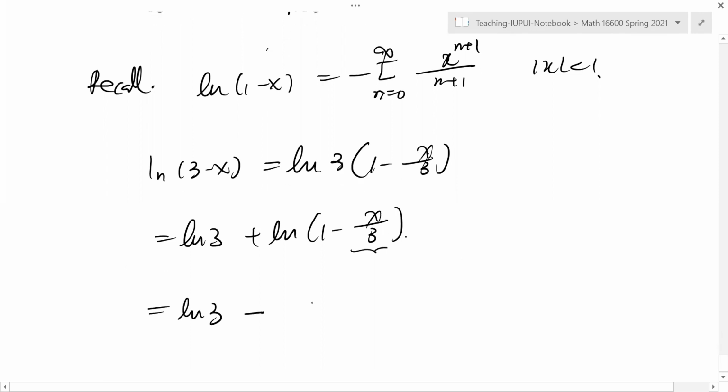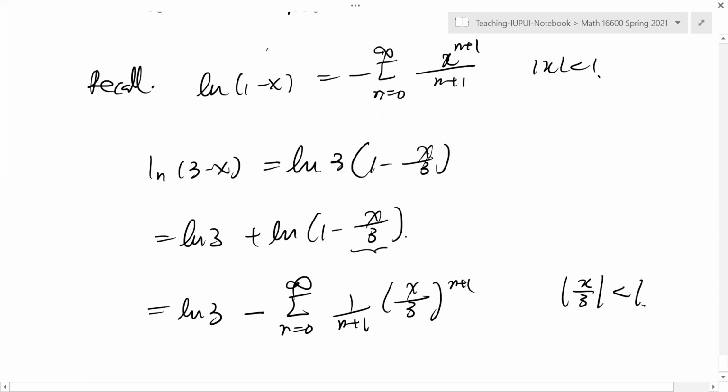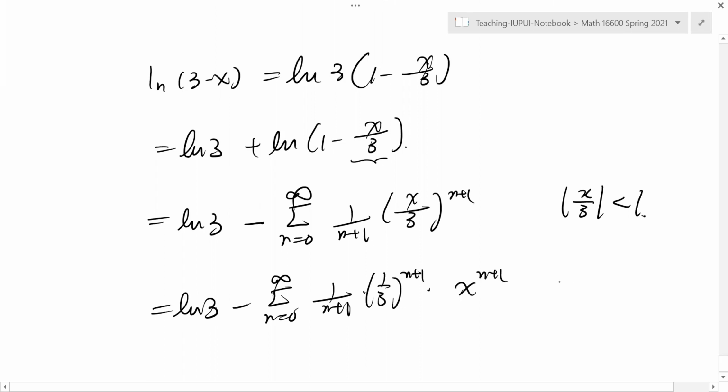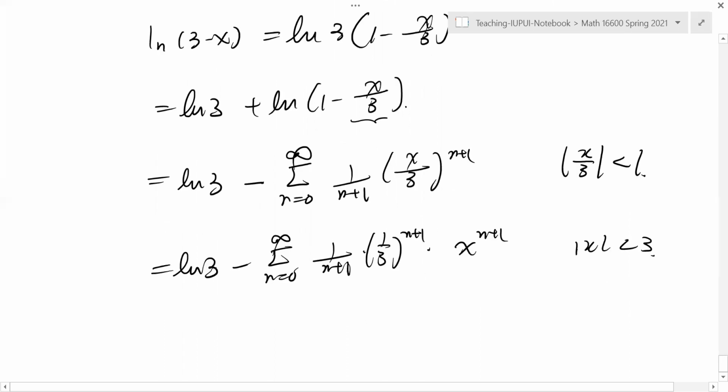So it's natural log of 3 minus the sum over n of 1 over n plus 1. And what is my x right now? x over 3. And this holds when this absolute value is less than 1. Basically, we already know that this is the answer. Let's rewrite this again. Take the coefficients out, and here's x to the n plus 1, and this is for absolute value x less than 3. So the radius of convergence is 3. This series on the right-hand side is convergent when absolute x is less than 3.